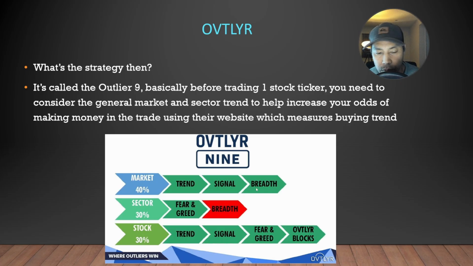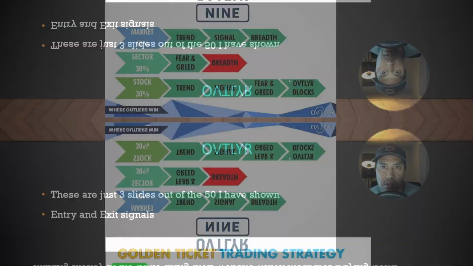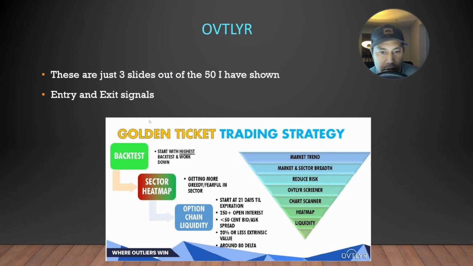All of that comes from the website. Also the sector, the fear and greed, and what they call the breadth. And then in the stock price, how it's trending, its signal, its fear and greed, and then the overlay blocks that they have in there. So that's just one more slide, but these are just 3 slides out of 50 that I've been talking about. So it's very brief, but it all talks about how to enter and exit a trade using their system. And this is just a bit about it. Again, it's about the market, the sector, reducing risks, and really some rules around it.